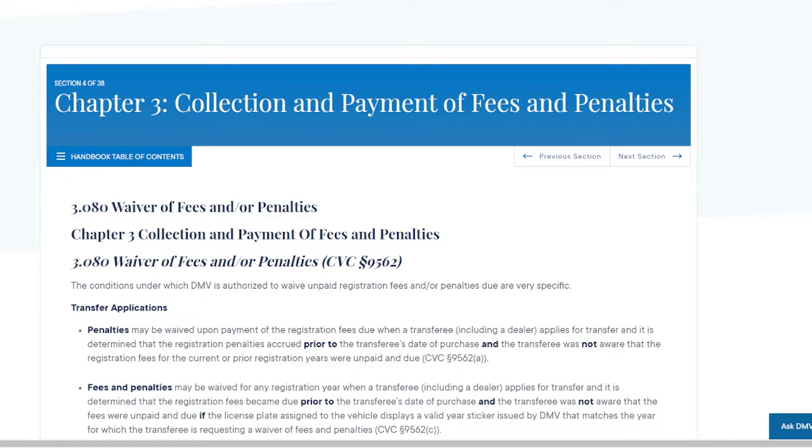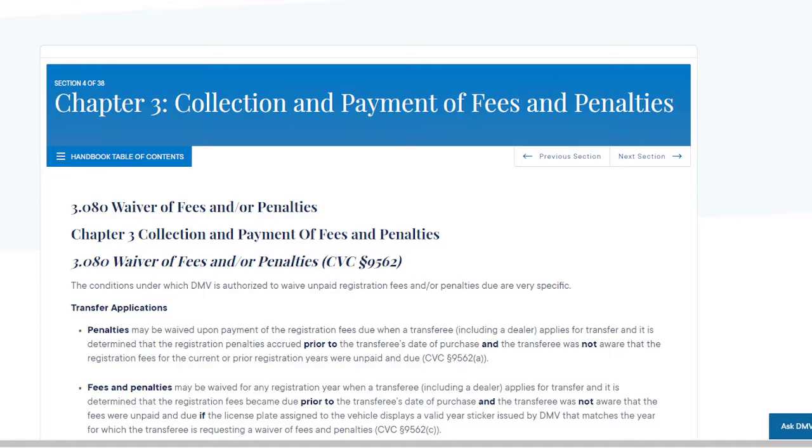3.080 Waiver of fees and/or penalties. Chapter 3, the collection of payment of fees and penalties. 3.080 Waiver of fees and/or penalties. The conditions under which DMV is authorized to waive unpaid registration fees and/or penalties due are very specific.